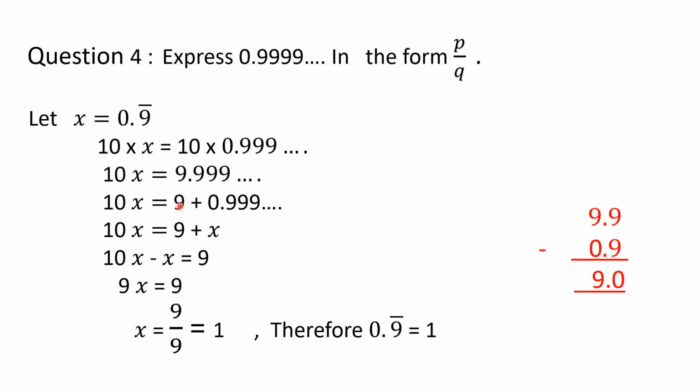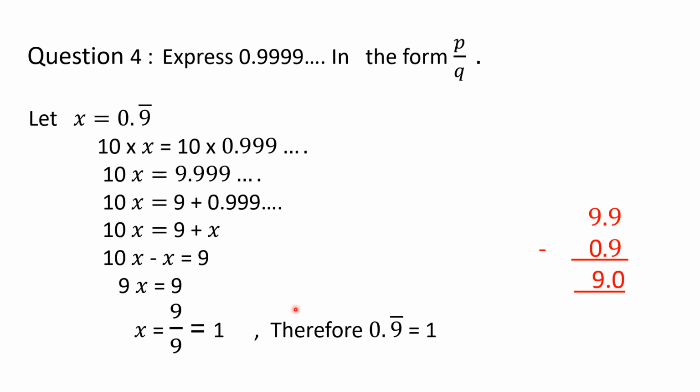So that itself. So now in the next step, 9 will remain 9, 10x will remain 10x, 0.999 will become x because it is x, right? So now 10x minus x will become 9x and 9 will remain 9. x will become 9 by 9 equal to 1. So therefore we can see that 0.9 bar is 1.